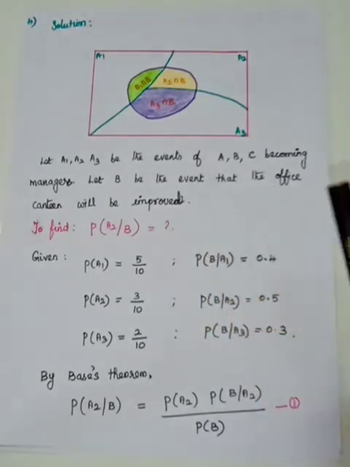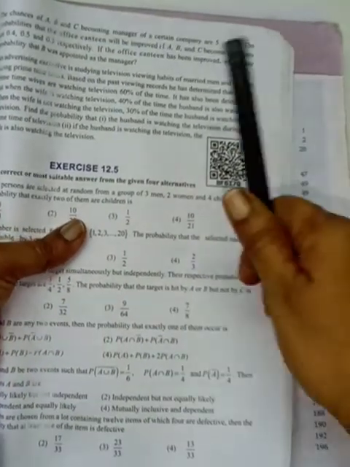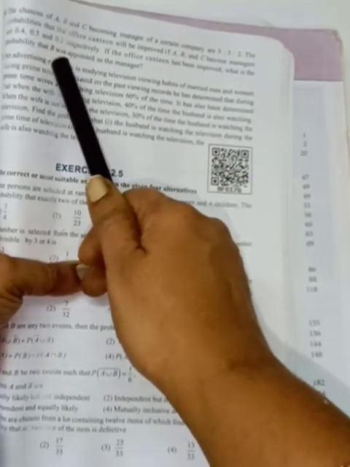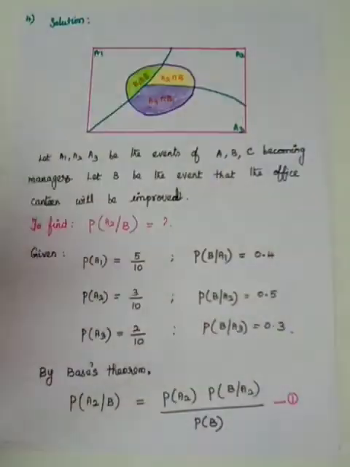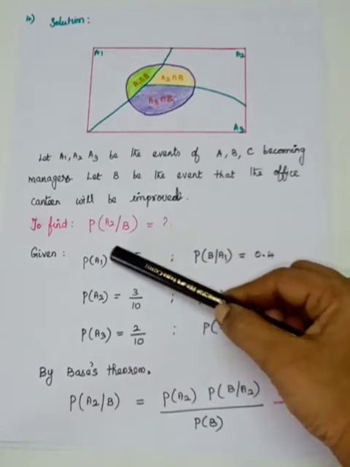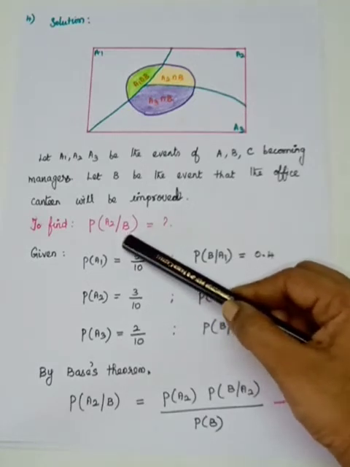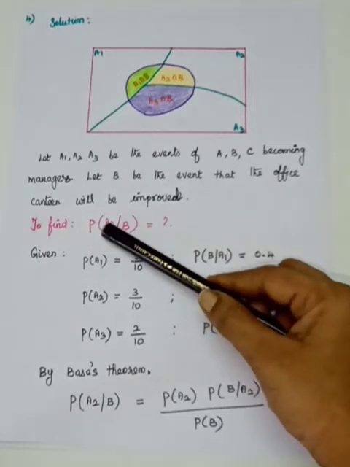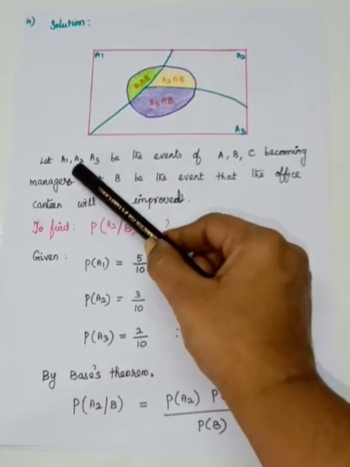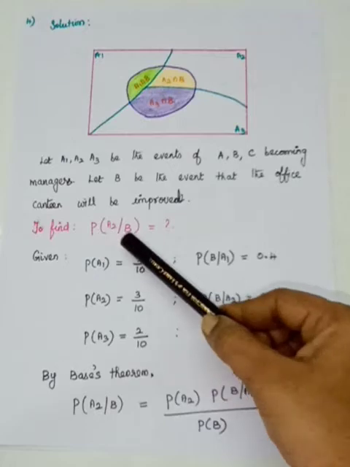Okay, so what you have to find out, you see the question. In the question, what is asked? If the office canteen has been improved, what is the probability that B was appointed as the manager? So P of, first which one happened? Our office canteen has been improved. So that condition happened. On that, we have to find the probability that B becomes manager. So the person B becoming manager is nothing but the event A2. Therefore, what is asked? P of A2 by B.